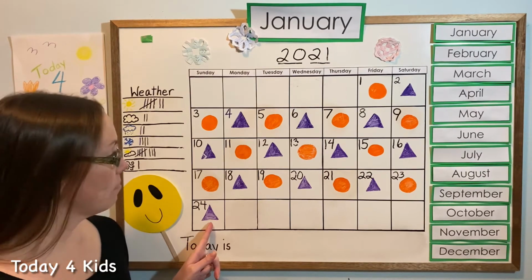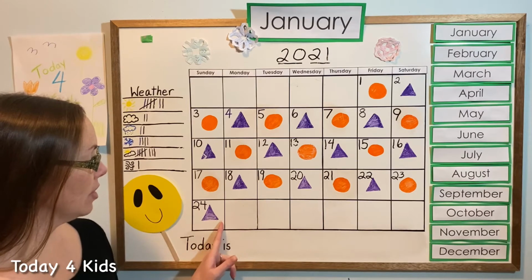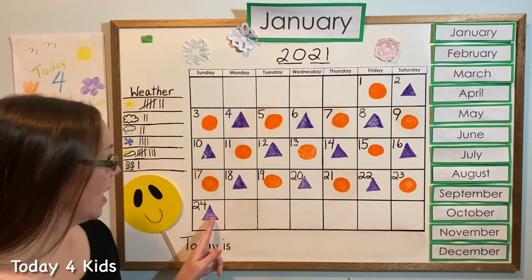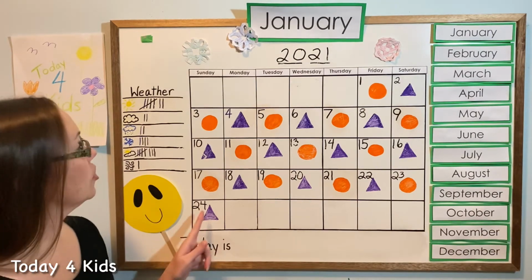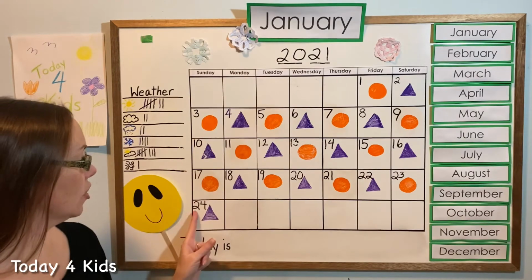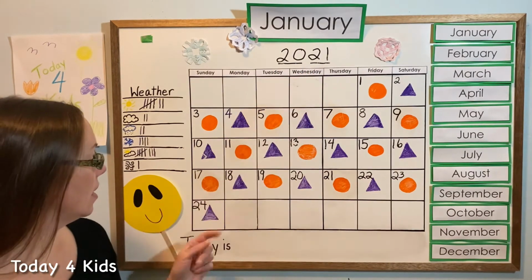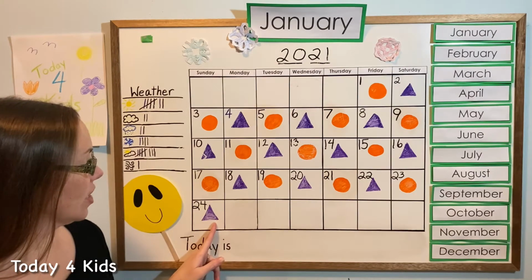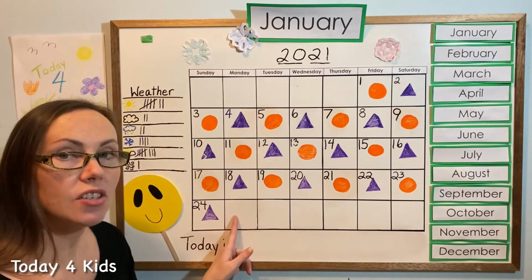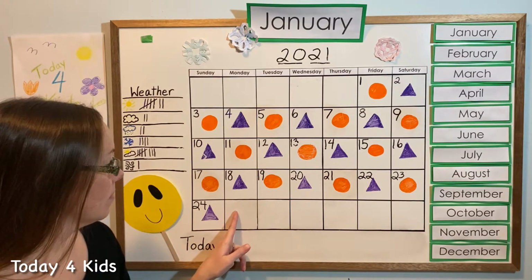That's right. The last shape for our pattern, the last shape on the board, that is the last day that we did. So yesterday was the purple triangle, which was Sunday, January 24th, 2021. So this was yesterday, and to find out what today is, we're going to move to the next square to the right. So this was yesterday, and this is today.